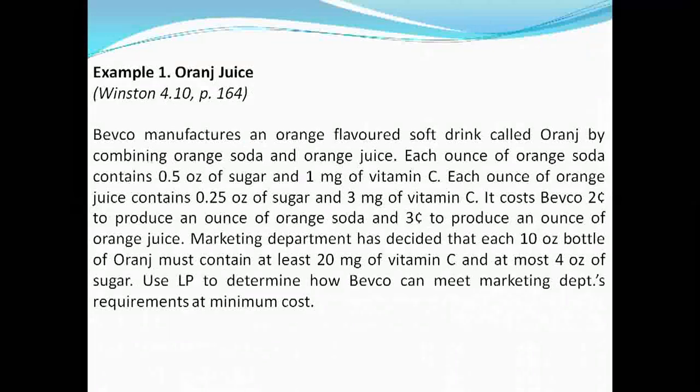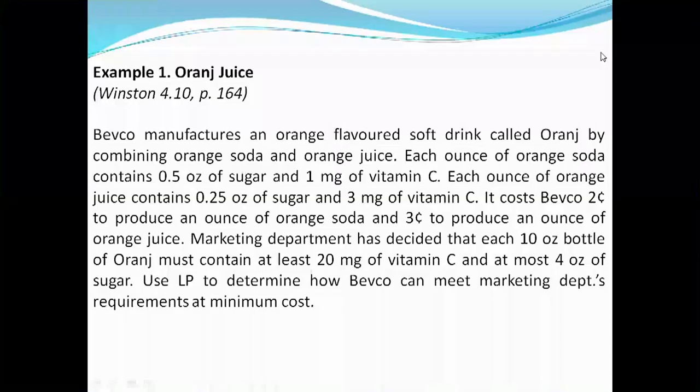Bevco manufacturers. Bevco is a company name. Taking an example of the Bevco problem, manufacturing of an orange juice. So Bevco is manufacturing an orange juice with 2 different flavors, that is orange flavor and orange juice upon mixing of these 2.